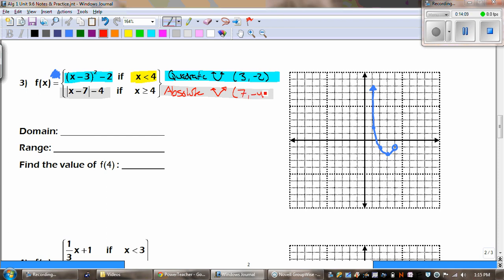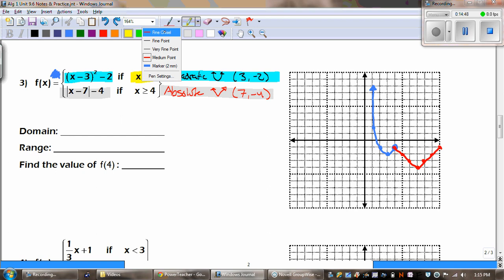7, negative 4. Okay? So at 7, negative 4, that's where I'm starting. So 1, 2, 3, 4, 5, 6, 7. 1, 2, 3, 4 is where I start. And I just go up 1 over 1. Whoa, look at that. It's actually filling in the other point, and that's fine. I'm going to stop my graph there because I want everything that is to the right. Okay?